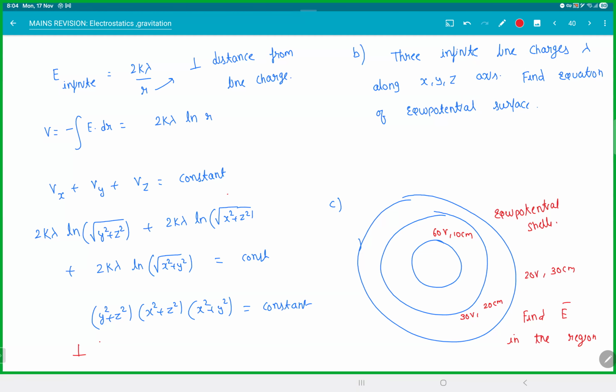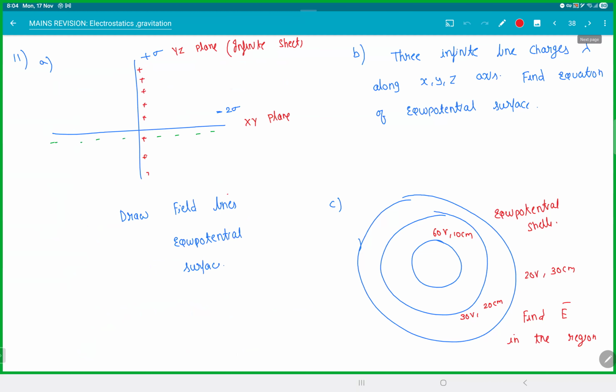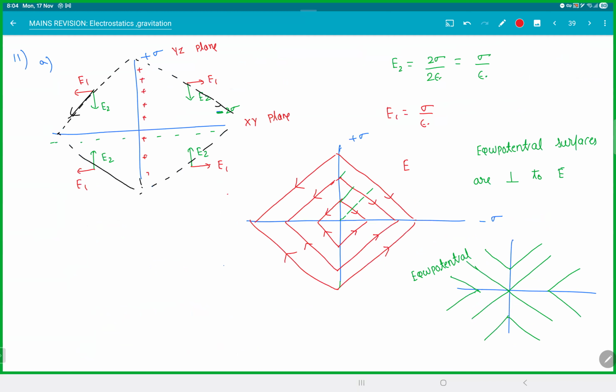So perpendicular distance to the x-axis, you ignore the x coordinate, so it's y square plus z square. Clear with that? This was actually a JEE Mains question, 2022 or 2023, like 2-3 years back. Field lines will be straight lines in the xz plane. It's an infinite sheet, na? This is fine.